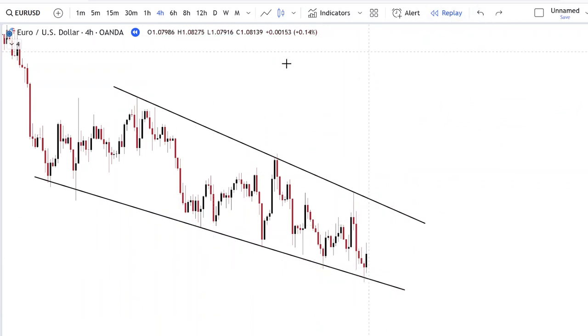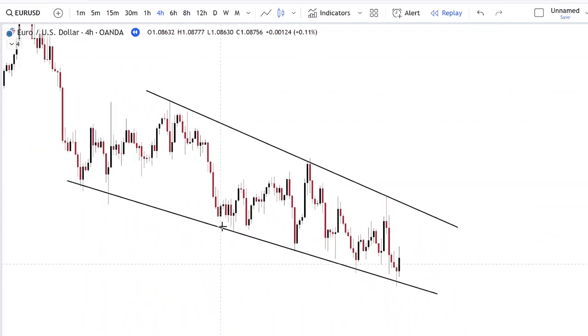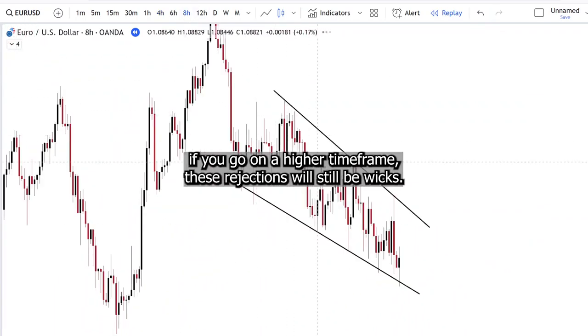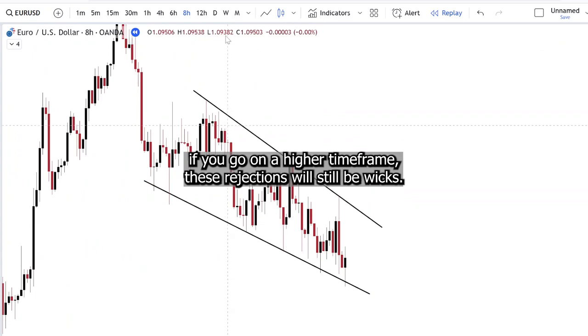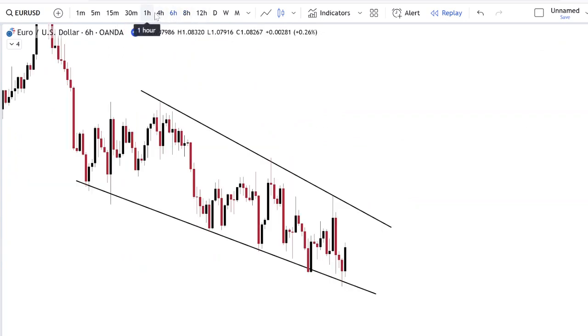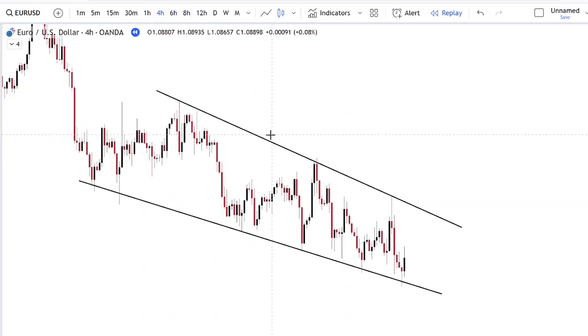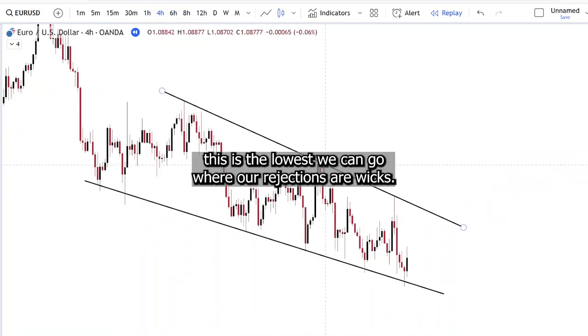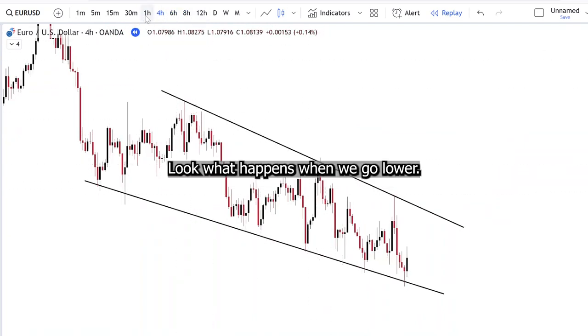And since they're wicks, obviously, if you go on a higher time frame, these rejections will still be wicks. But if you go lower, so let's say previously we were on the 4 hour, this is the lowest we can go where our rejections are wicks. Look what happens when we go lower.